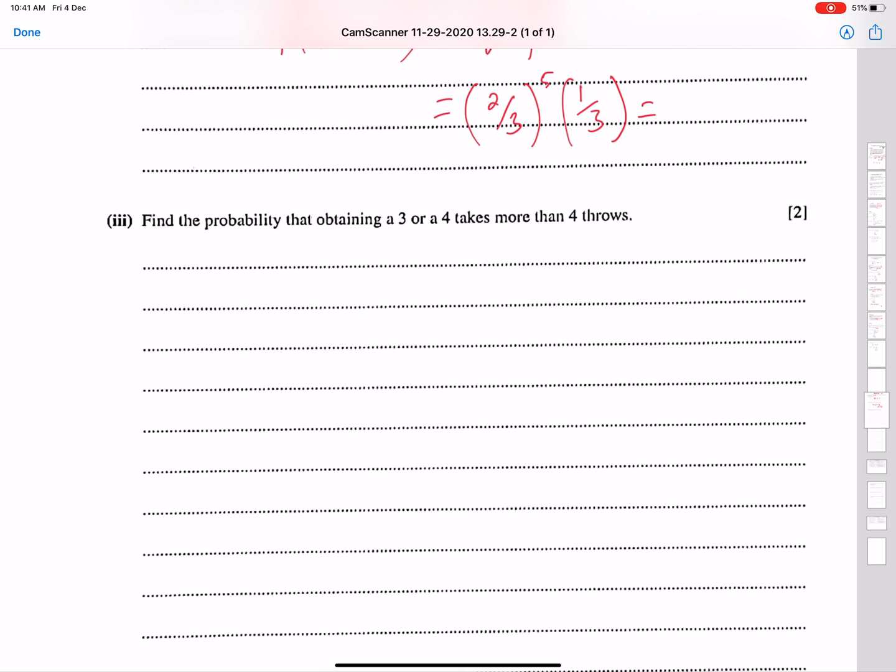Find the probability that obtaining a 3 or a 4 takes more than 4 throws. Now this is very simple. According to the properties, this will be q to the power r, meaning 4. Since q is 2 upon 3, so it will be 2 upon 3 to the power 4. 2 power 4 is 16 and 3 power 4 is 81, I guess. So you can leave your answer in fractions. If you want to give in decimal, then it must be up to 3 decimal places, 3 significant figures.